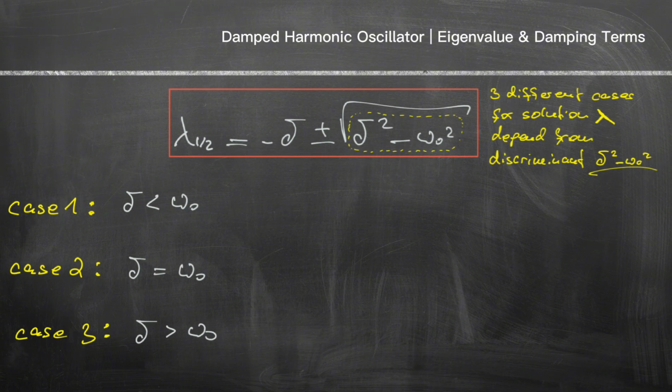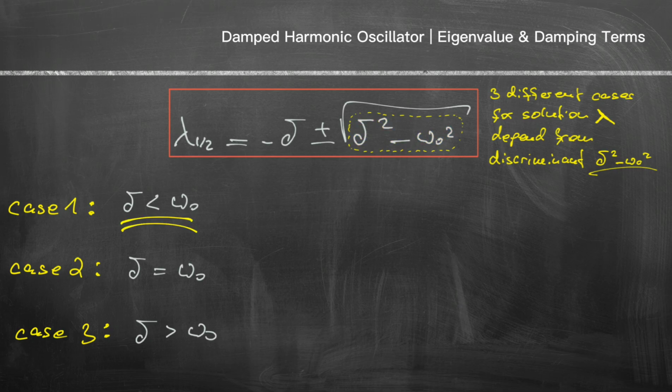Depending on the term under the square root, 3 different solutions for the eigenvalue lambda arise. We see that the part under the root, also called the discriminant, can be positive, negative, or 0, depending on the ratio of delta to omega 0.